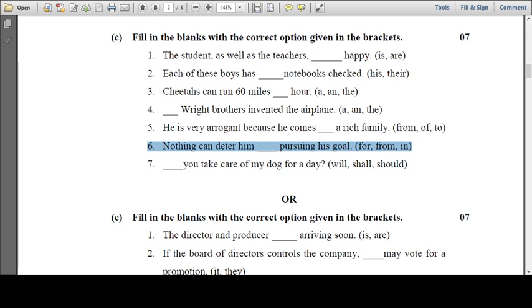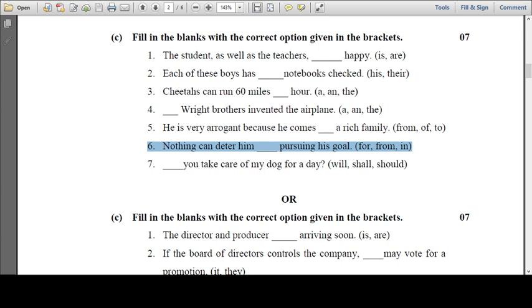Now the seventh one. Dash you take care of my dog for a day. Samir Ahmed, Nancy Jugani. Samir Ahmed, your answer is wrong. It will not be the right answer. Nancy, Nesargi, Vadaria, yeah. Dash you take care of my dog for a day. Will, yeah, all of your answers are right. Nesargi, Janvi, and Mahek. Will you take care of my dog for a day?